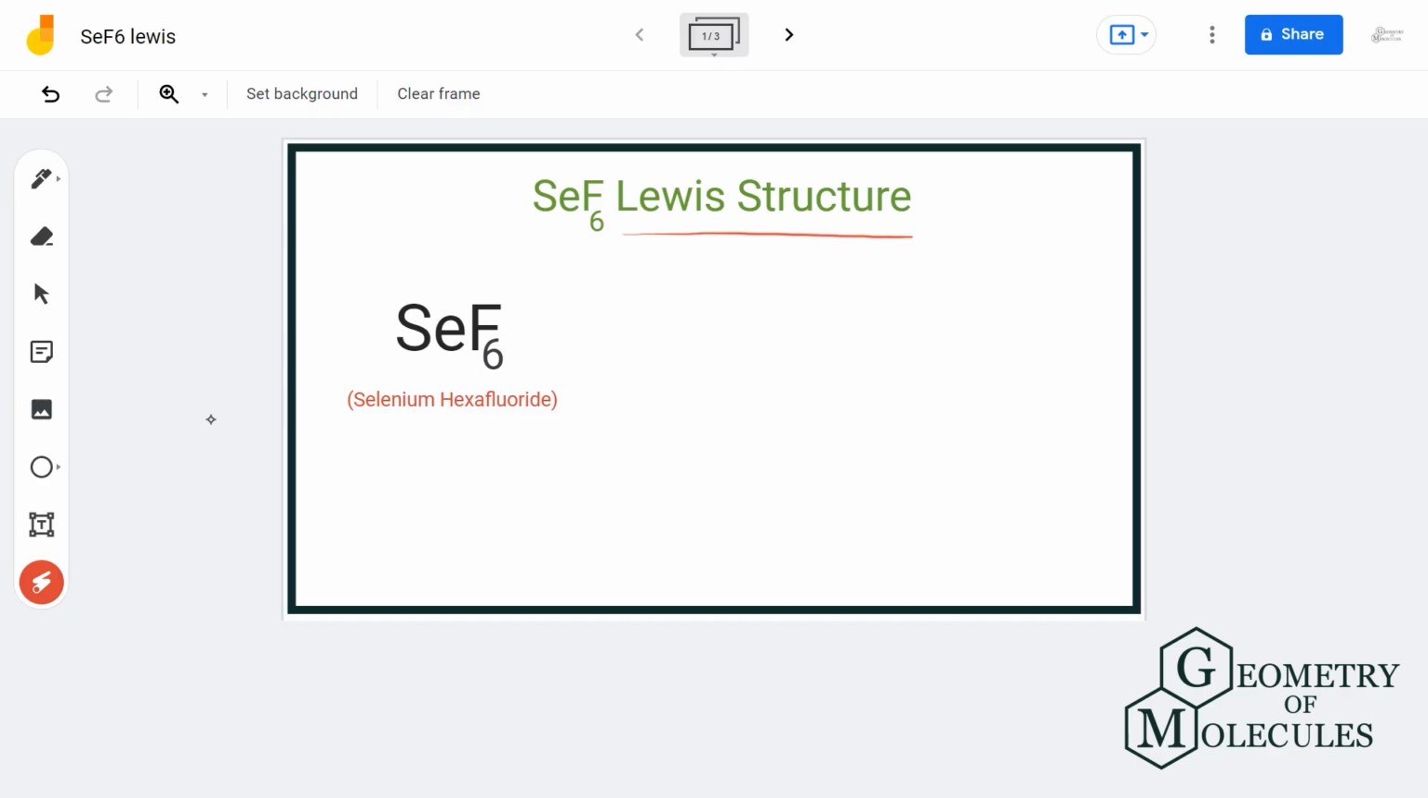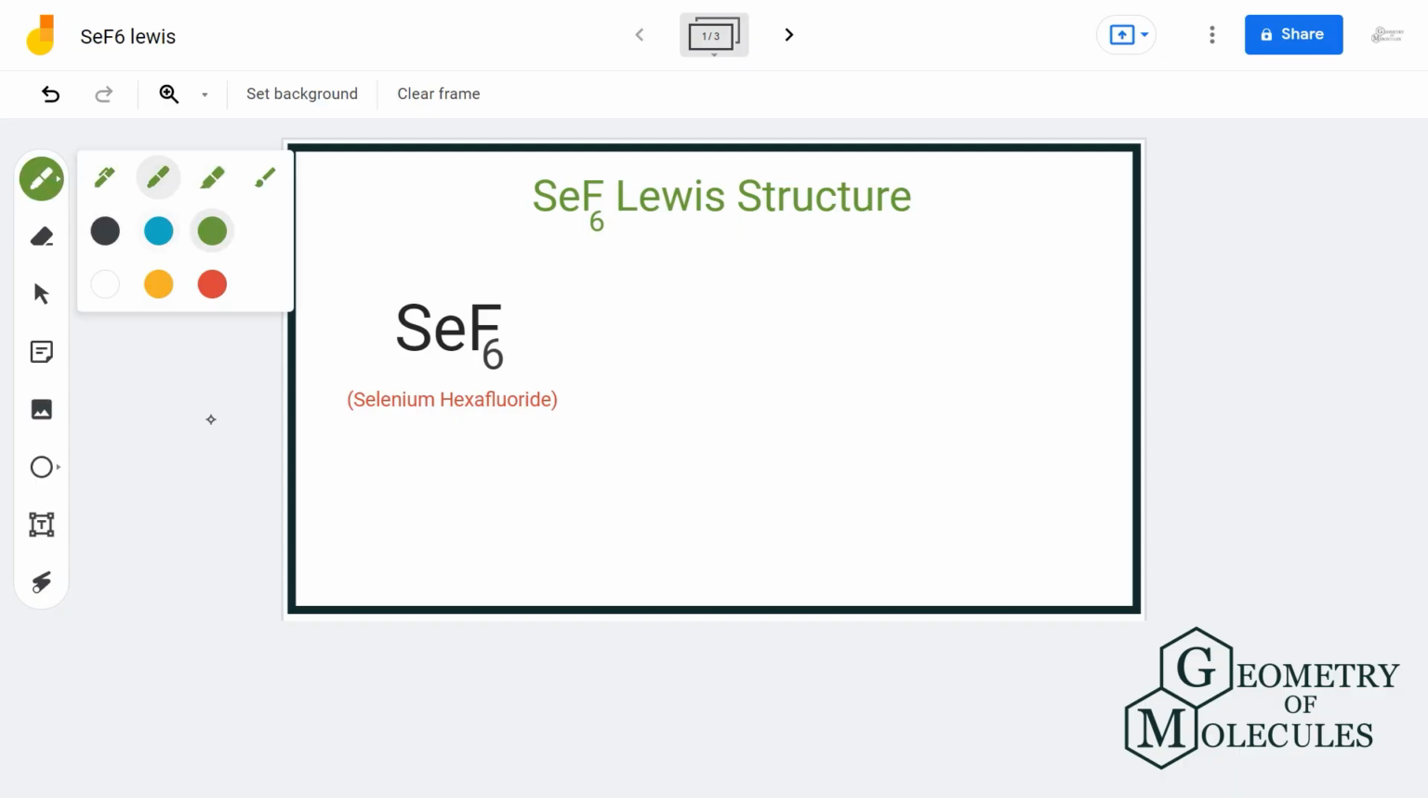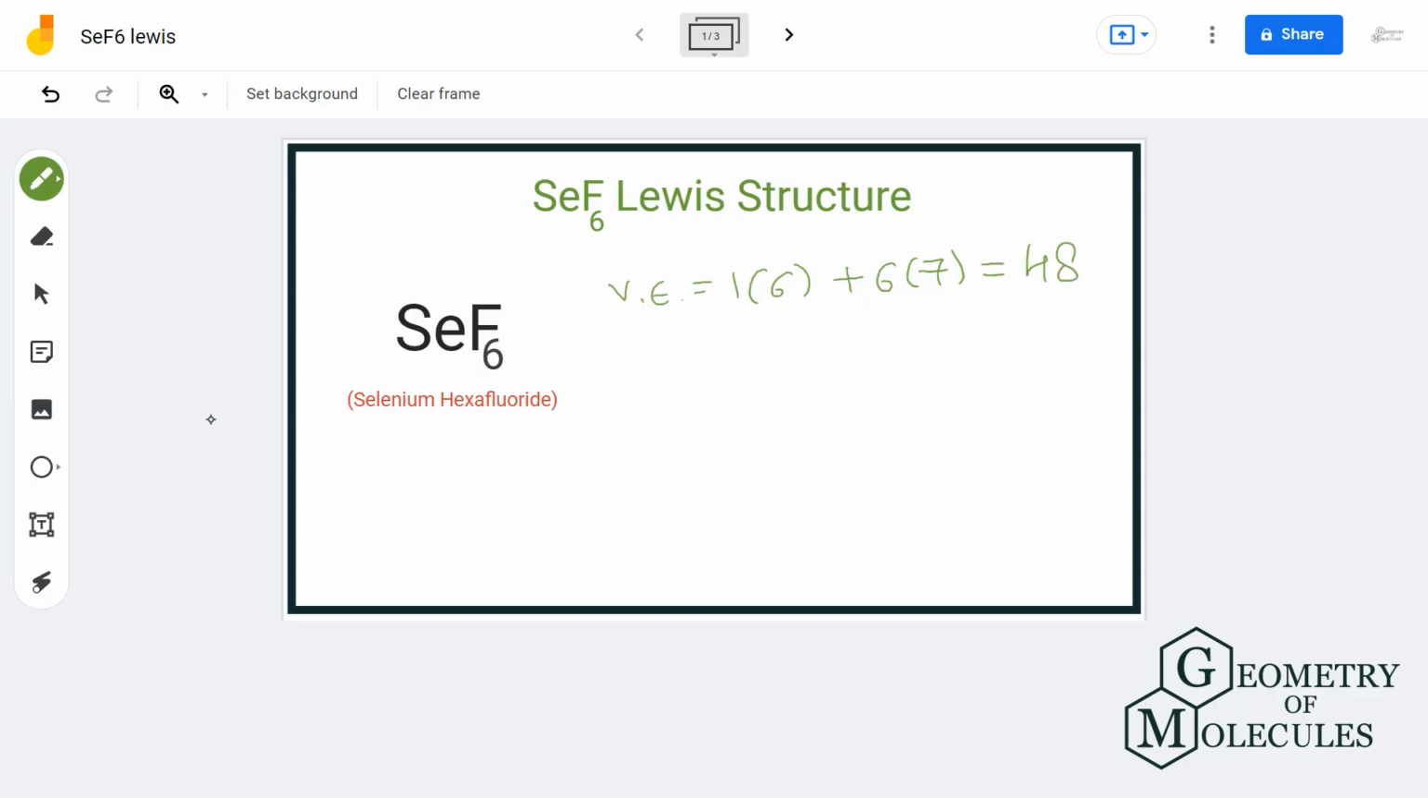In this video, we'll discuss the Lewis structure of SeF6 molecule. It's a chemical formula of selenium hexafluoride. And to determine its Lewis structure, we will first count the total number of valence electrons. We have one selenium atom having 6 valence electrons and 6 fluorine atoms having 7 valence electrons. That gives us a total of 48.